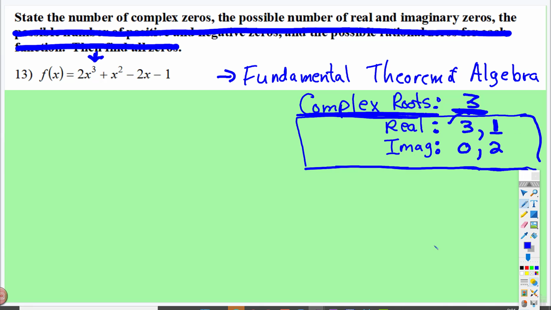Now, let's say you had 2x to the 7th. For complex, there would be 7. For real, there would be 7, subtract 2 is 5, subtract 2 again is 3, subtract 2 again is 1. If you subtract 2 again, you're at -1, so you never go lower than 0. All right, so now we're going to go on to the next theorem.